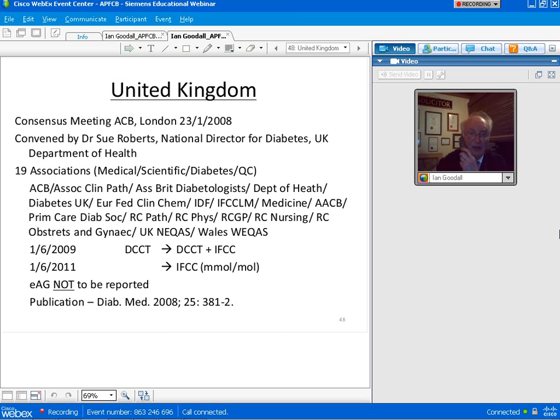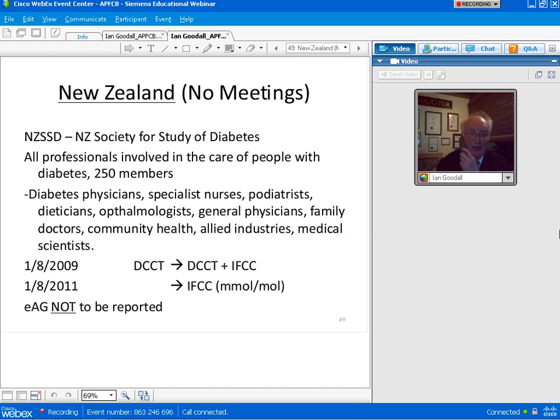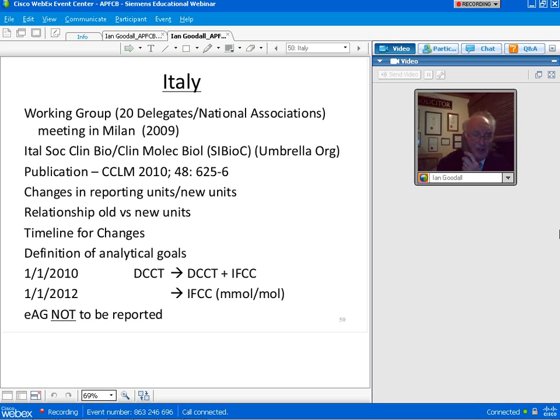Italy had a working group of 20 delegates from national associations, and they met in Milan in 2009, and they were under the auspices of the Italian Society of Clinical Biochemistry and Clinical Molecular Biology as an umbrella group. And they also have a publication in the CCLM 2010, 48, 625 to 6, and that's the English one. There was one about a year before that in Italian. So that covers changes in reporting units, new units, relationships old versus new, and the timeline for changes. And they're going from, again, DCCT to dual units to IFCC units on the 1st of the 1st next year. And eAG, again, is not to be reported.